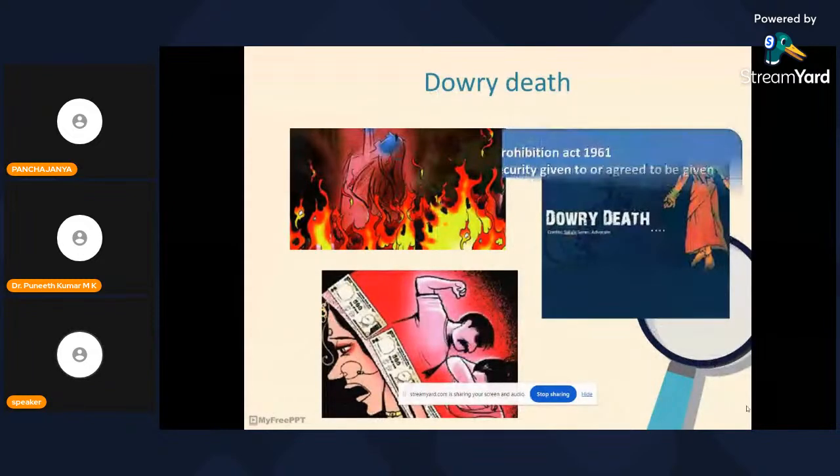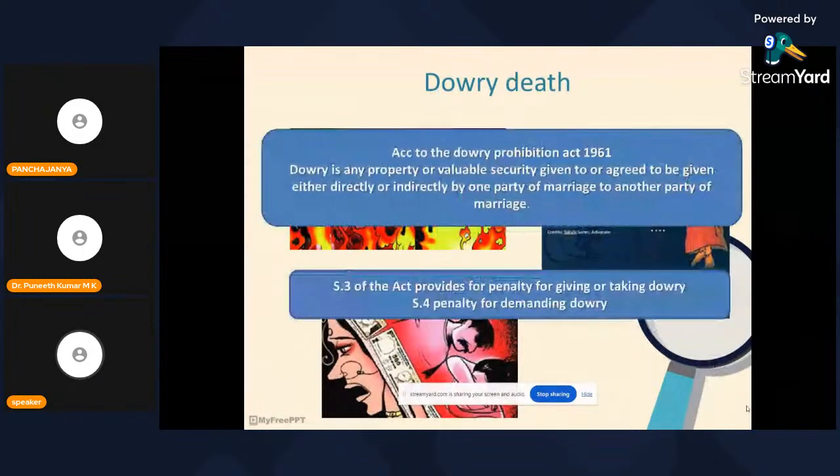According to the Dowry Prohibition Act 1961, dowry is a property or valuable security given or agreed to be given, either directly or indirectly, by one party of a marriage to the other party of a marriage. It is any valuable thing given to another person at the time of a marriage, directly or indirectly. Both taking and giving are offenses.